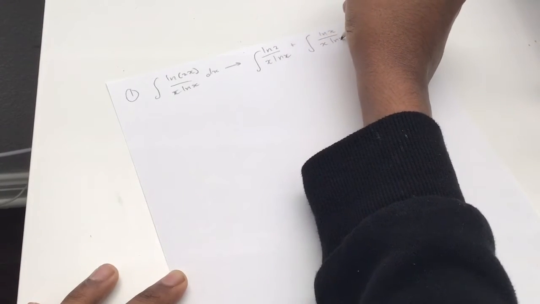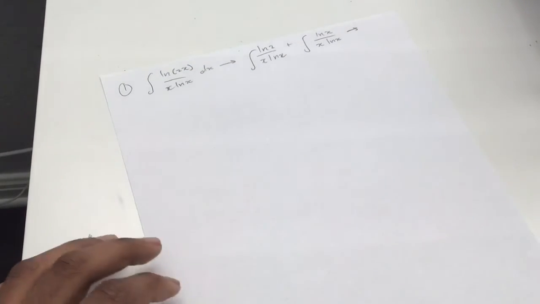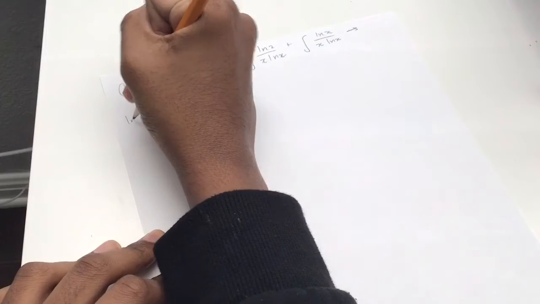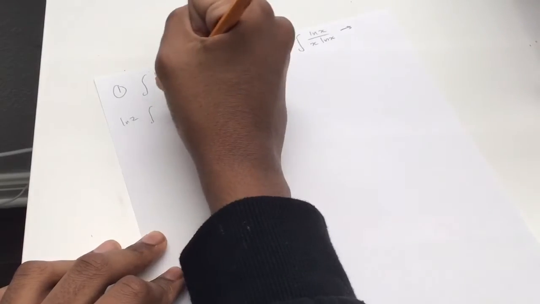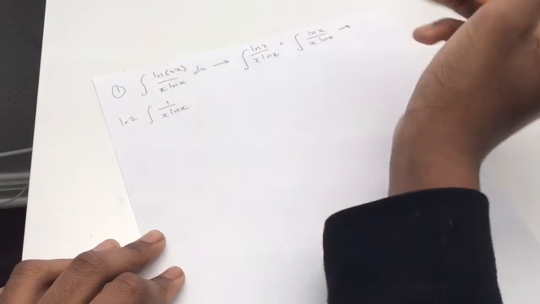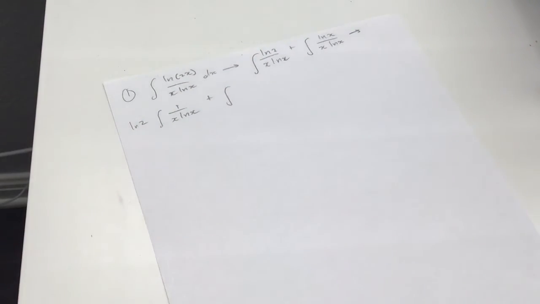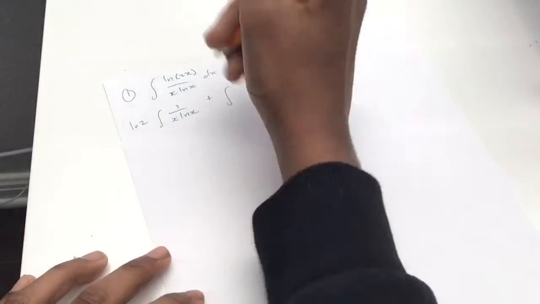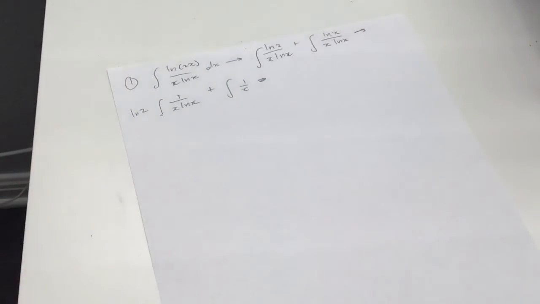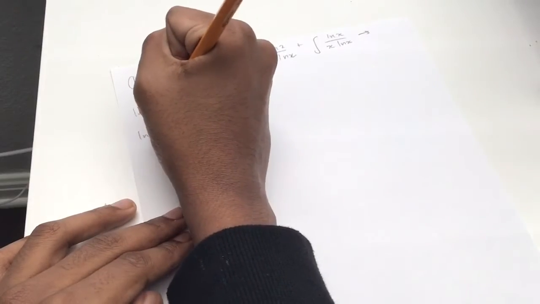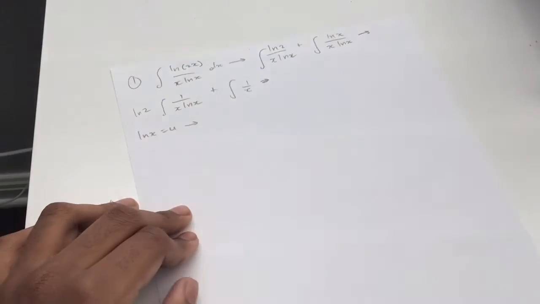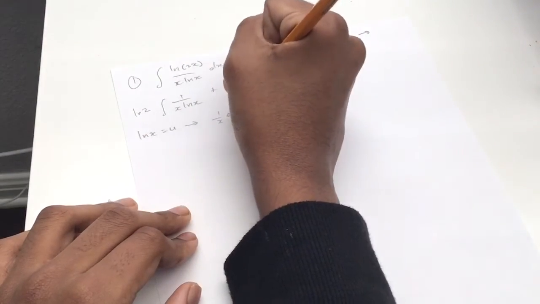Doing that, we get as follows. Now for the first integral, we can bring ln 2 out of the integrand because that's a constant, and we can rewrite as 1 over x ln x. And for the second one, we see that the ln x's cancel, so we're left with 1 over x. Now for the first integral, we perform a U substitution. ln x is equal to u. Therefore, we have 1 over x dx is equal to du.